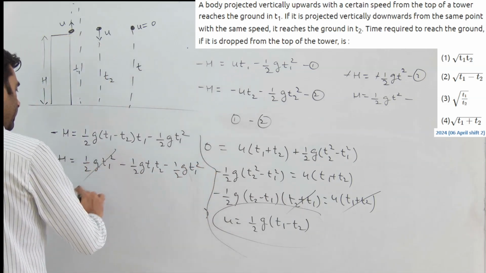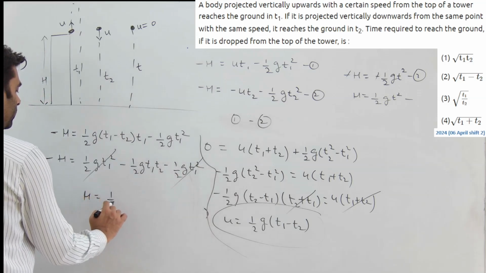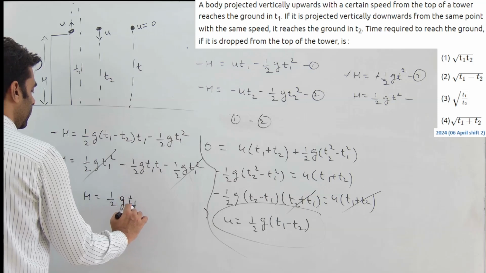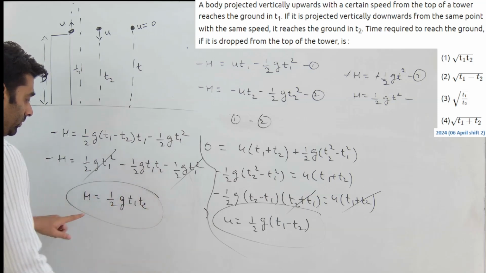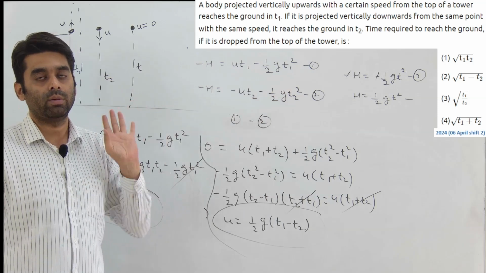What do we get? Half g t1 square, half g t1 square cancels out. H value comes out to be 1 by 2 g t1 t2. This is what your h value is coming. That is what we needed. We wanted h value in terms of t1 and t2.